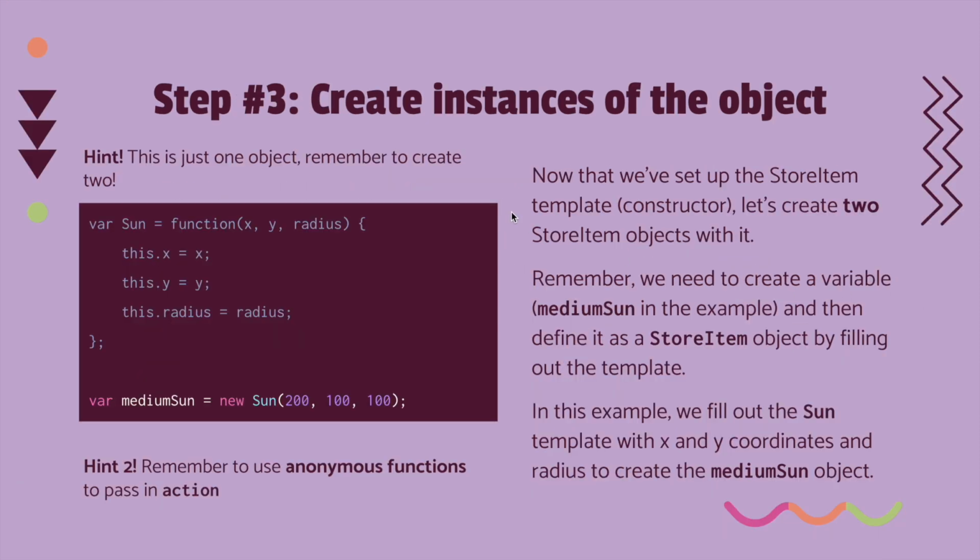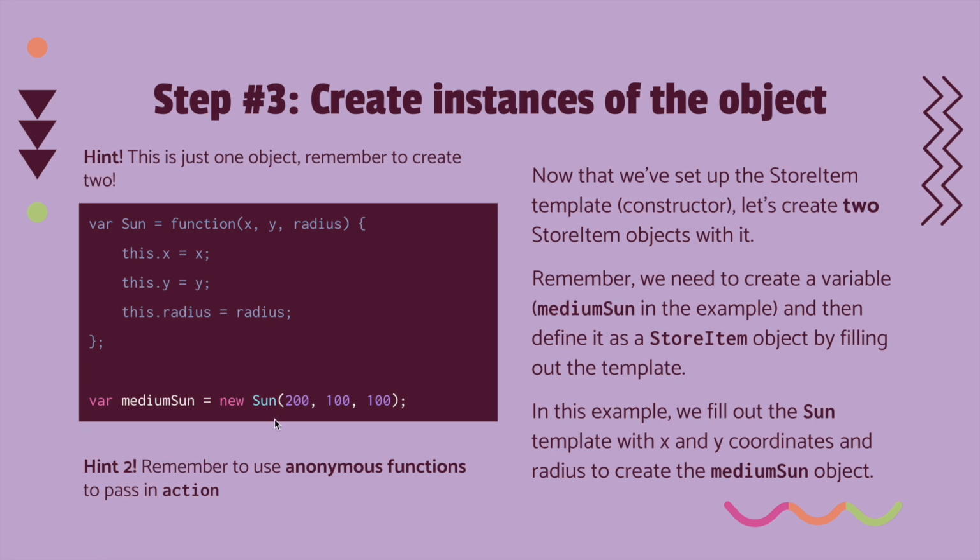So what I want you guys to work on is creating instances of the object. Now that we've created the store item template, let's create 2 store item objects with it. Remember, we need to create a variable and then define it as a store item object by filling out the template. In this example, we'll fill out the sun template with x and y coordinates and the radius to create the medium sun object. Remember, this example is just one object.